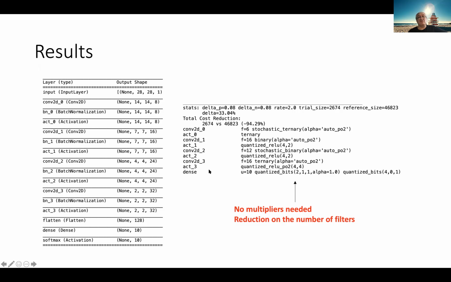If you look at the model that we applied quantization to, first of all, the reference model, which is int8 with int32 for the accumulation, had a power estimation of 46,823 nanojoules. And after we quantize the model, we obtain a power estimation of 2624.